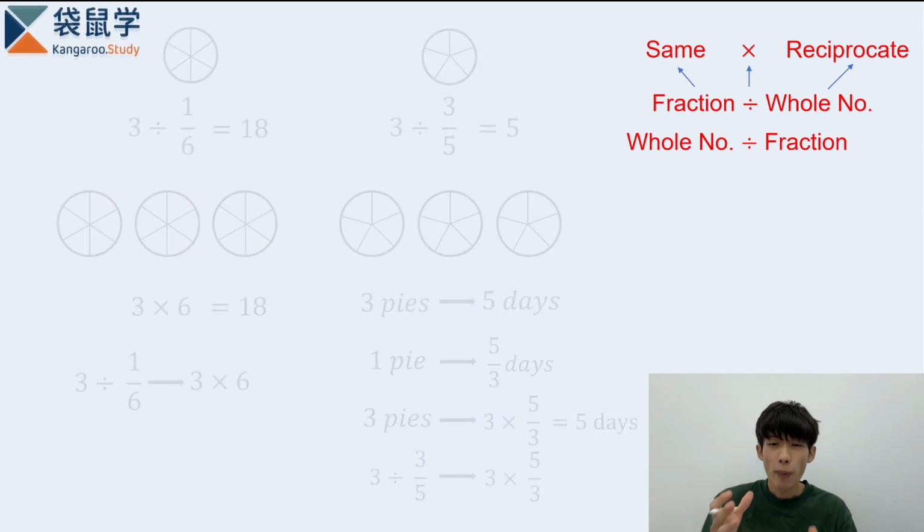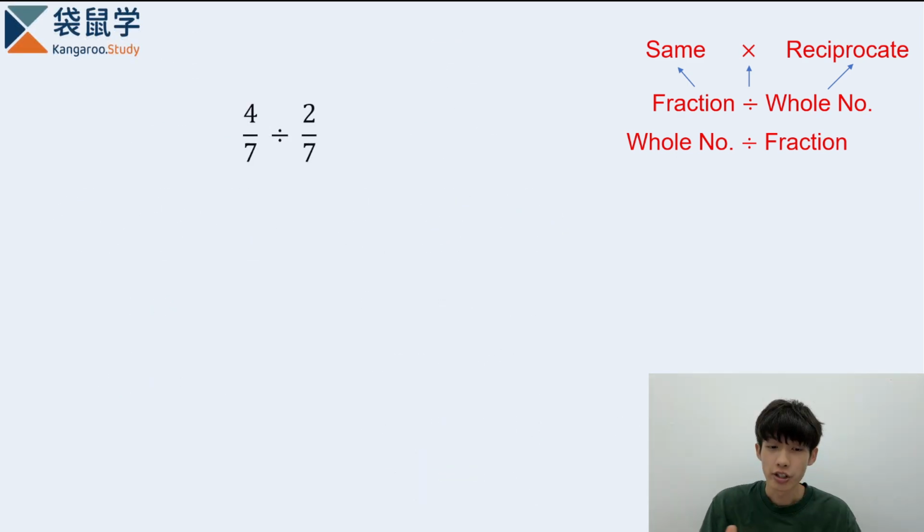And then, how about a fraction divided by a fraction? So here we have 4 over 7 divided by 2 over 7.